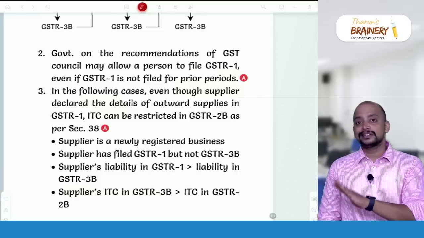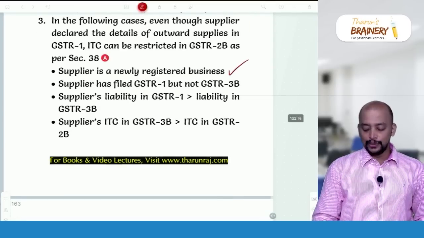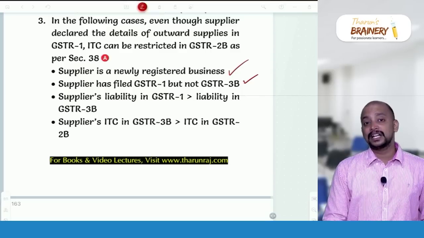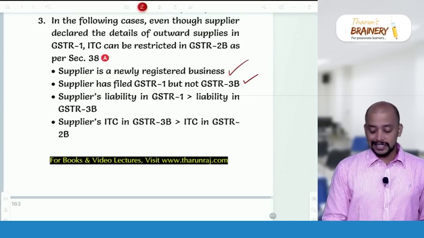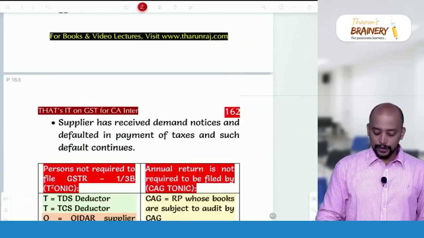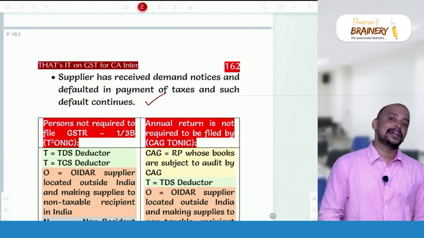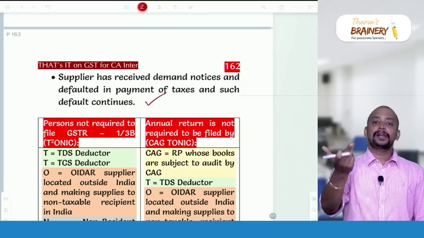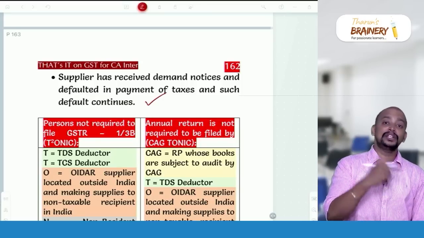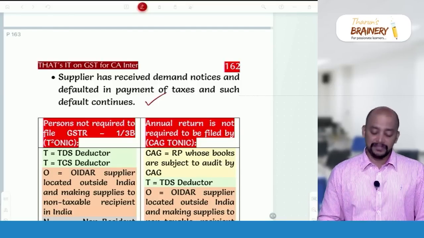But in some cases, in 2B, it will be restricted ITC. What are those cases? Supplier is a newly registered business, or they filed GSTR 1 but not filed 3B, or their liability in 1 is greater than GSTR 3B, and their ITC in 3B is more than ITC in 2B, or they have received a demand notice and there is some pending tax to be paid by them. So from those suppliers, if you are making purchases, even if they have filed GSTR 1, it may come in 2B, but it will be restricted, and at a later point of time, the ITC will be available.